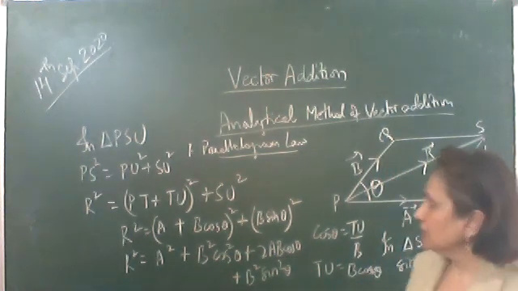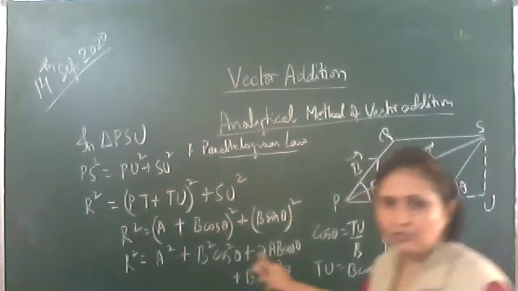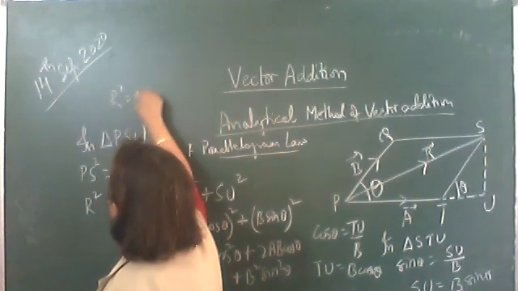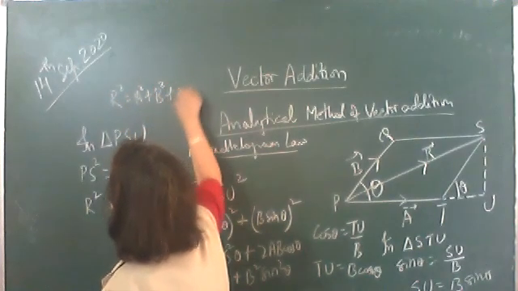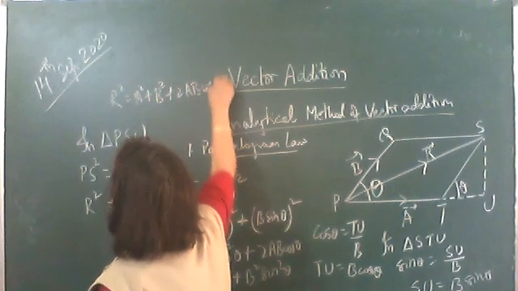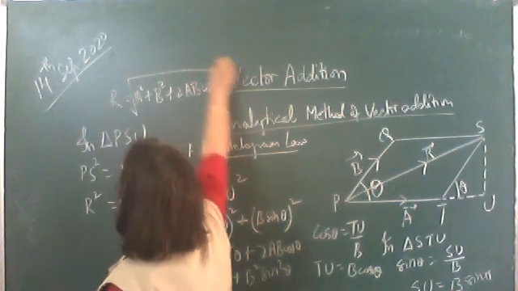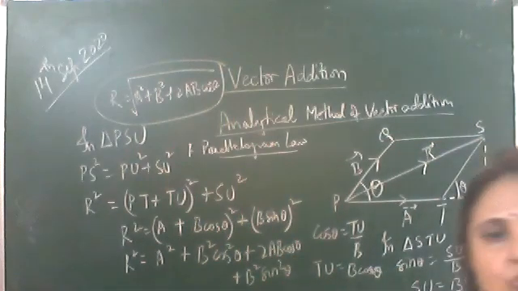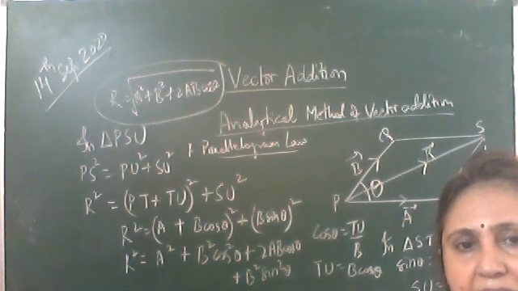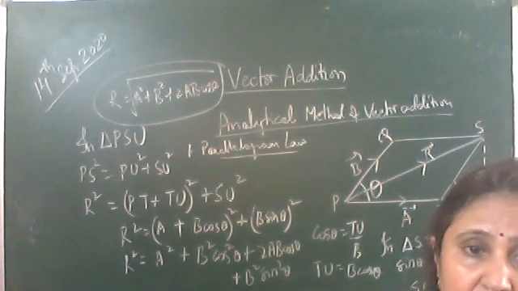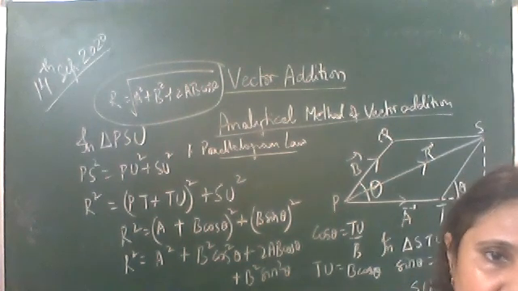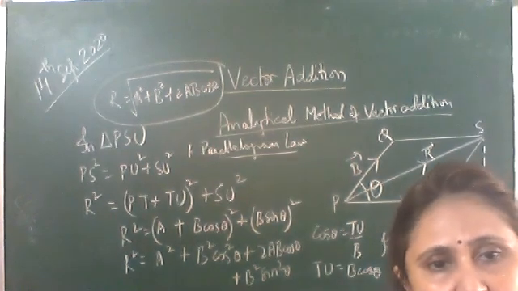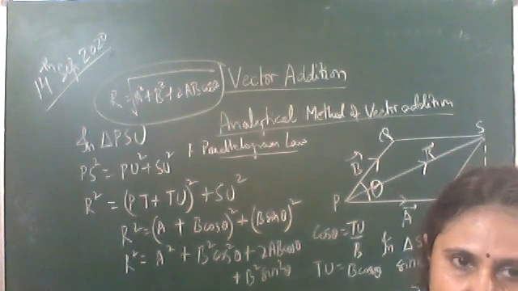So what do we get? The square of the resultant R square is equal to A square plus B square plus 2AB cos theta. Here I am writing R square is equal to A square plus B square plus 2AB cos theta. Hence, R is equal to under root of A square plus B square plus 2AB cos theta. So, if magnitude of A is given, magnitude of B is given, and theta is given, what is this theta? Theta is the angle between A and B vectors. You can find out the magnitude of resultant by this formula. R is equal to under root A square plus B square plus 2AB cos theta.